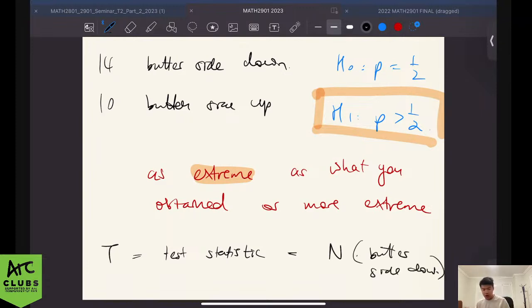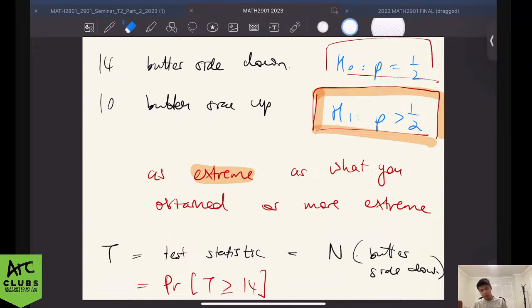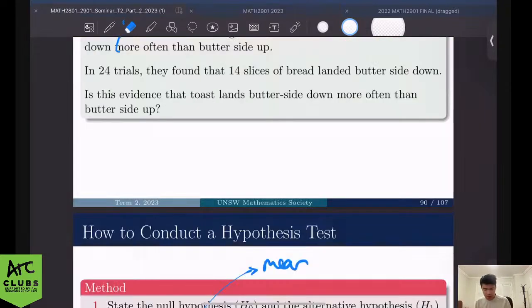And when I say more extreme or as extreme, I mean basically something that offers evidence that rejects the null. So in this case it would be the probability of T being greater than or equal to 14. What is the probability that you do this experiment and you get 14 or more pieces of bread landing butter side down? That's what extreme means.